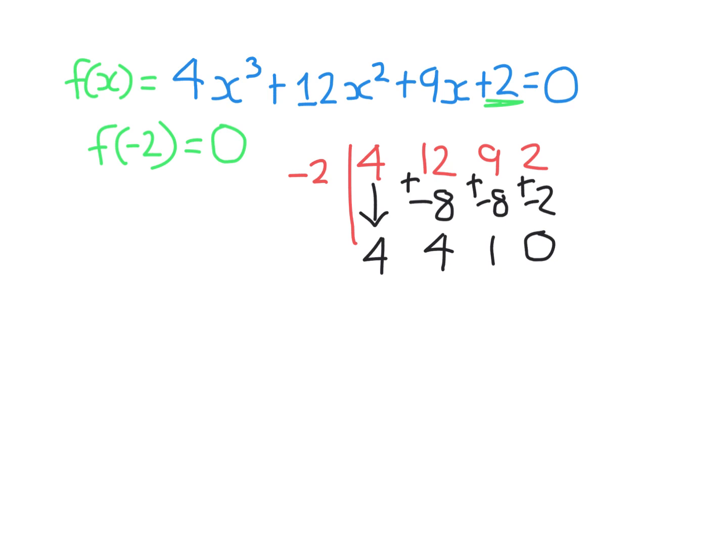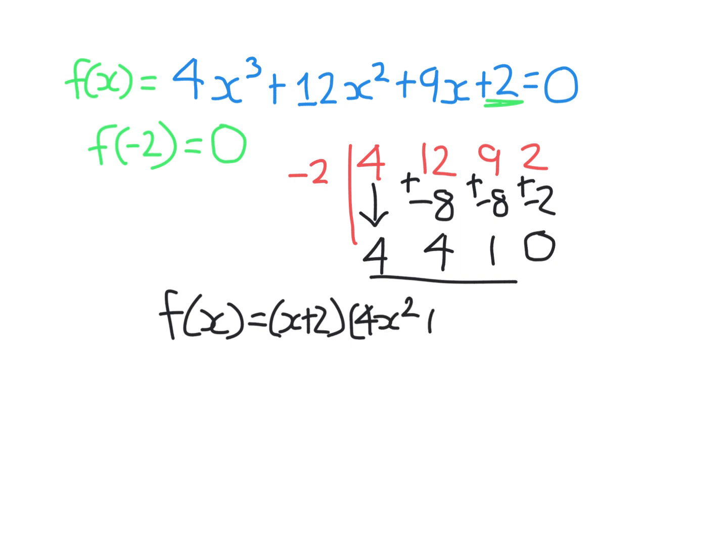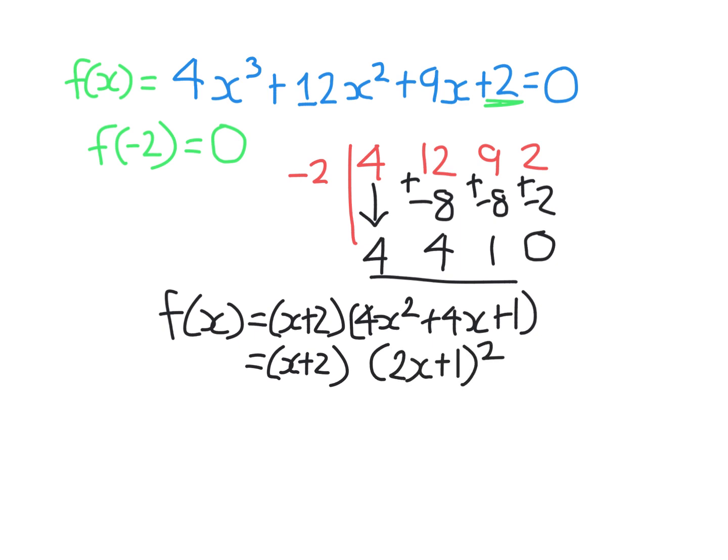So we have just found that f of x is equal to x plus 2 times a quadratic. We already knew that was a factor, but these numbers here are the coefficients of the resulting quadratic. So it's 4x squared plus 4x plus 1. We can factorize this quadratic using the usual methods. We might choose AC methods. It turns out to be 2x plus 1 all squared.